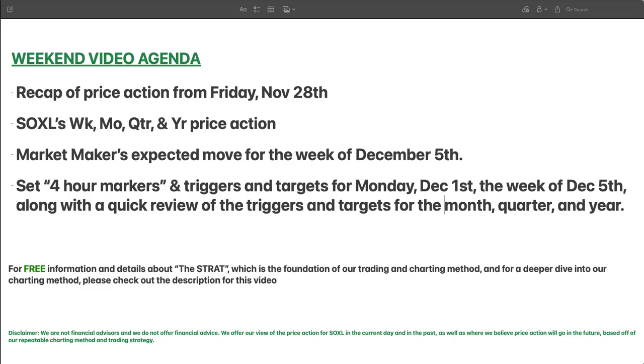We will recap the price action from Friday, November 28th, the intraday price action, that is. Then we'll zoom out like we always do and look at the week, month, quarter, and year. Then we'll zoom back in. Before we zoom back in, we'll take a look at the market maker's expected move for the week coming up, the week of December 5th. And then we'll zoom back in to look at the 4-hour markers and the triggers and targets for Monday, December 1st, the triggers and targets for the full week of December 5th, and we'll review the triggers and targets for the month, quarter, and year.